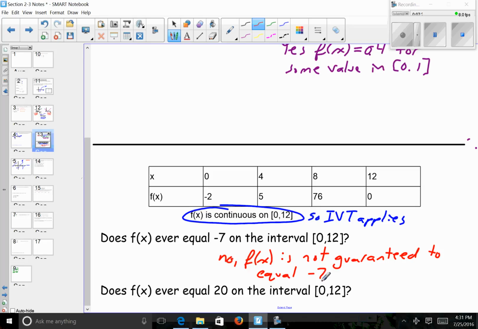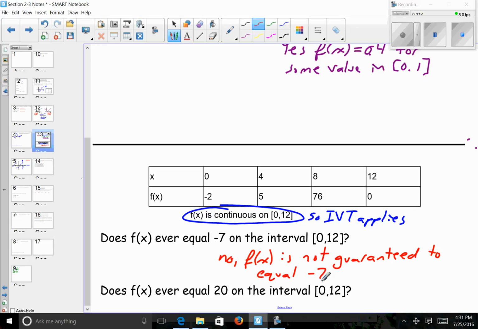Now it might, because I don't know how f is behaving between x equals 0 and x equals 4, or x equals 4 and x equals 8, etc. But based on the information I have, the IVT, and the fact that f is continuous over this entire interval from 0 to 12, I can't say that f is guaranteed to.